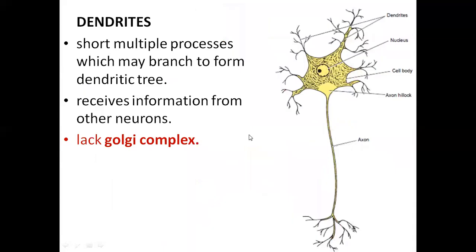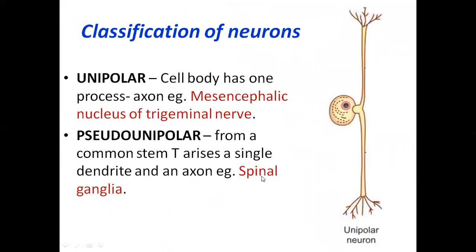Once you are done with the axon, now let us discuss dendrites. These are many in number and may branch to form a dendritic tree. They receive information from other neurons. They lack a Golgi complex. Now, classification of neurons has been discussed again in general anatomy, classes of nervous tissue, so this is only a small revision of what you have already studied.